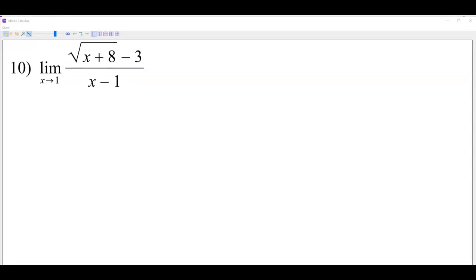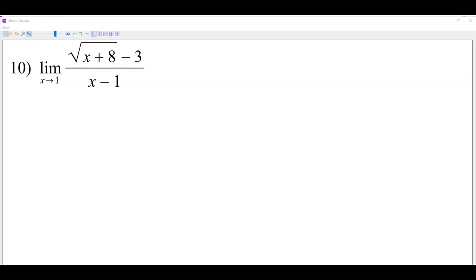All right, so direct substitution, what will that give me? Plug that in there. I'm going to get 1 plus 8, which is 9, and the square root of 9 is 3. And then 3 minus 3 is 0. And then plugging in 1 here, I get 0 again, and that's indeterminate. So in other words, direct substitution doesn't work. So what do we do now?